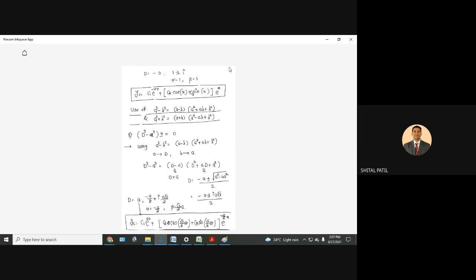Any doubt in this example? Okay. Can I go to the next page? Have you written it? We have to complete the complementary function today, then we will stop. Okay, let me continue.